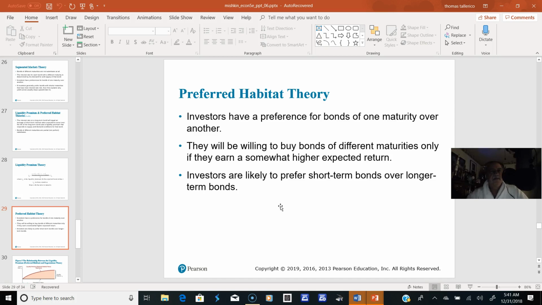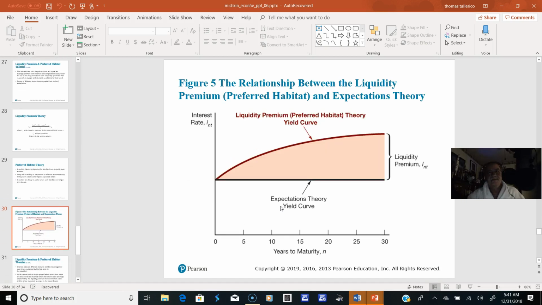I never met anybody, by the way, who ever bought a bond who even heard of these theories. If I say to somebody, which theory are you using to buy your bonds, they say, what are you talking about? So most investors have no idea what this is all about.